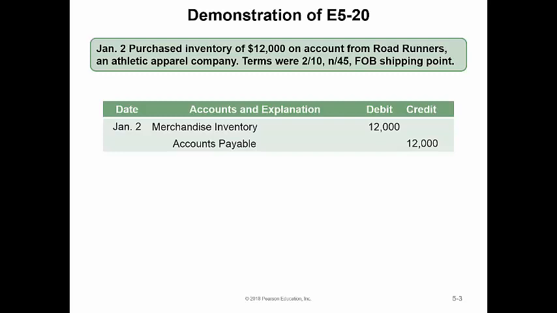So in this transaction, we're going to first debit merchandise inventory for $12,000. We're going to credit accounts payable for $12,000.